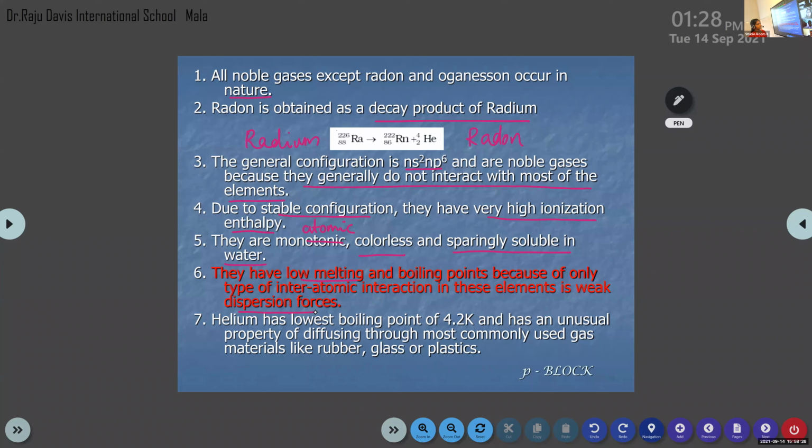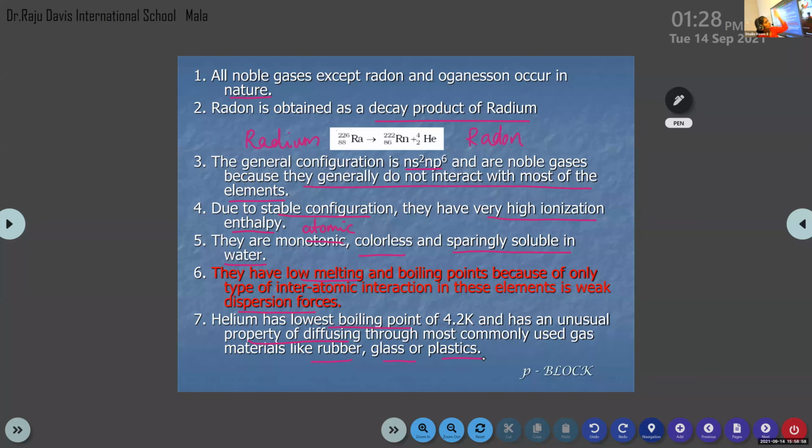Clear, children? Okay, then the last point, helium. It has the lowest boiling point of 4.2 Kelvin and has an unusual property of diffusing through most commonly used gas materials like rubber, glass, or plastic.